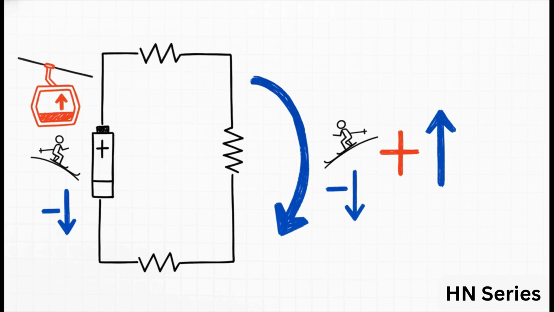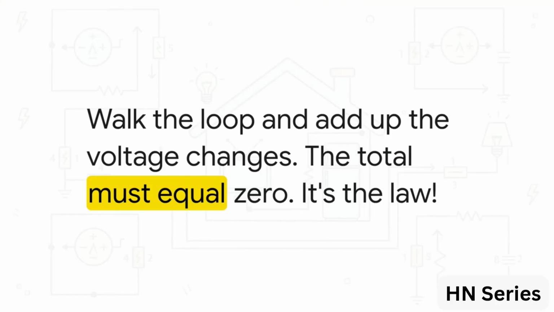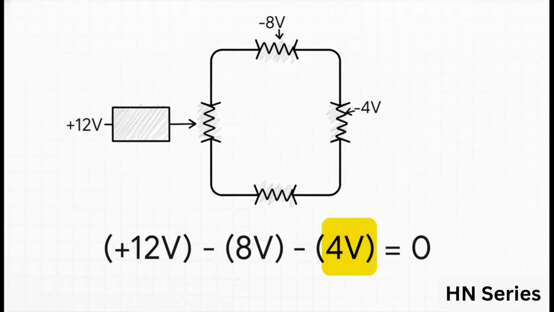As we move, when we go through the battery from the negative side to the positive side, that's our ski lift, an uphill gain in voltage. And when we cross a resistor, that's our downhill run. That's a voltage drop. And now, we just walk the loop and add everything up as we go. We get a big energy boost from the battery, so that's a positive voltage. Then each resistor uses up a bit of that energy, so those are voltage drops. We subtract them.